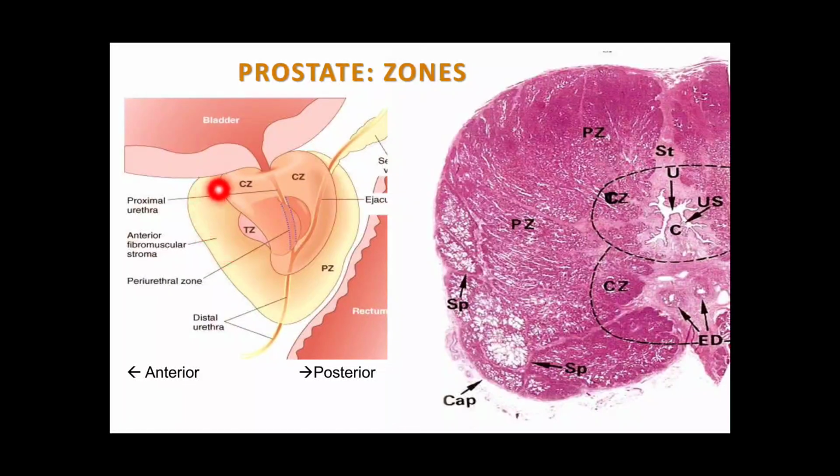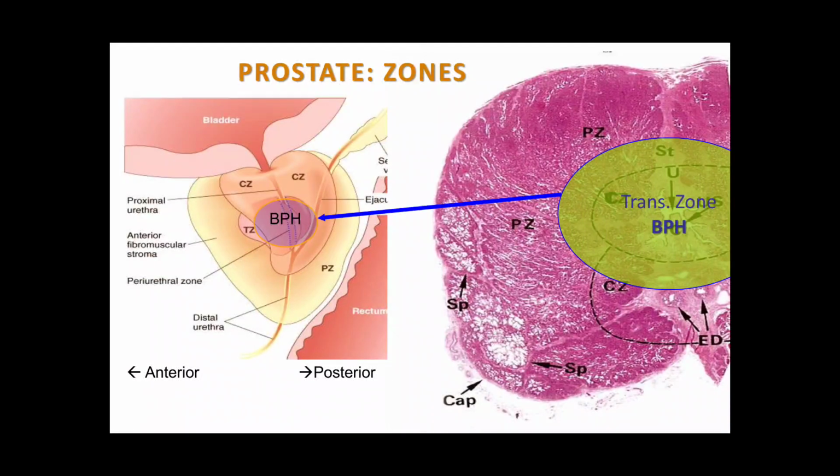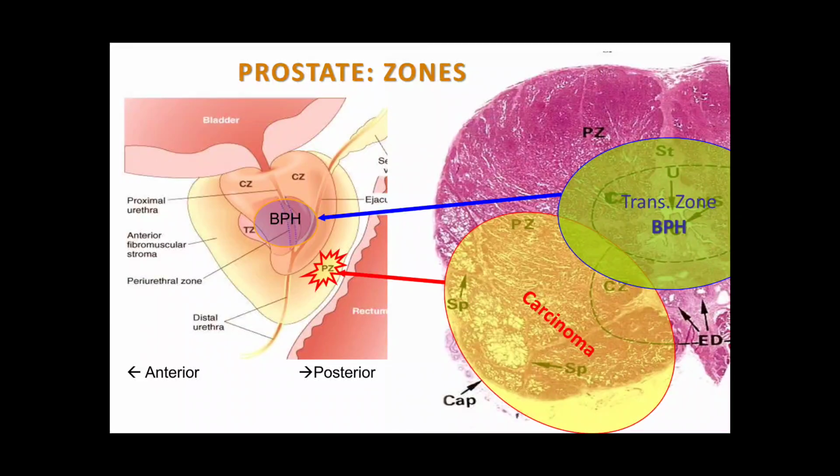So it is important to know about these zones because you will study that an important lesion of prostate, which is benign prostatic hyperplasia, is seen most commonly in the transitional zone of prostate, while another lesion, carcinoma of the prostate gland, is seen most commonly in the peripheral zone. So it is important to know about these prostatic zones.